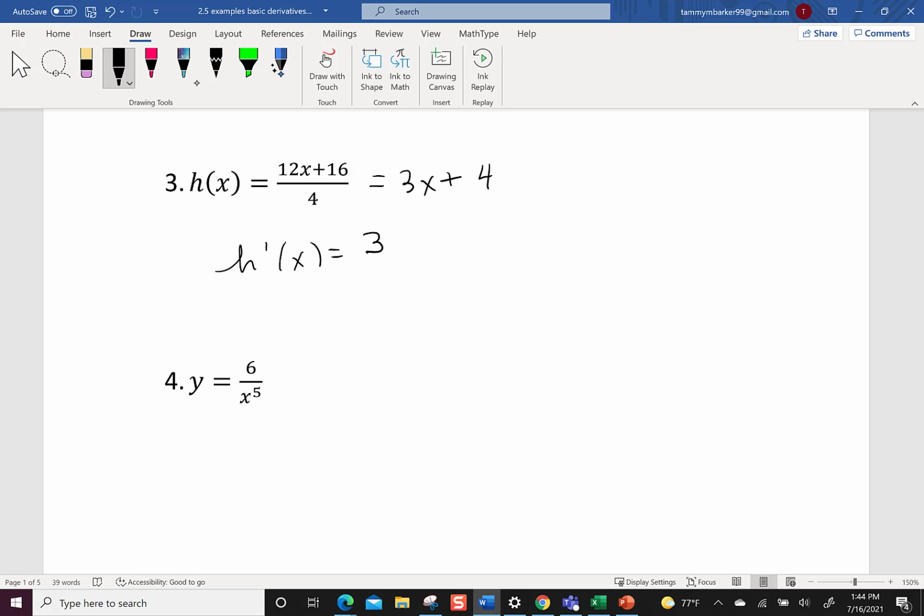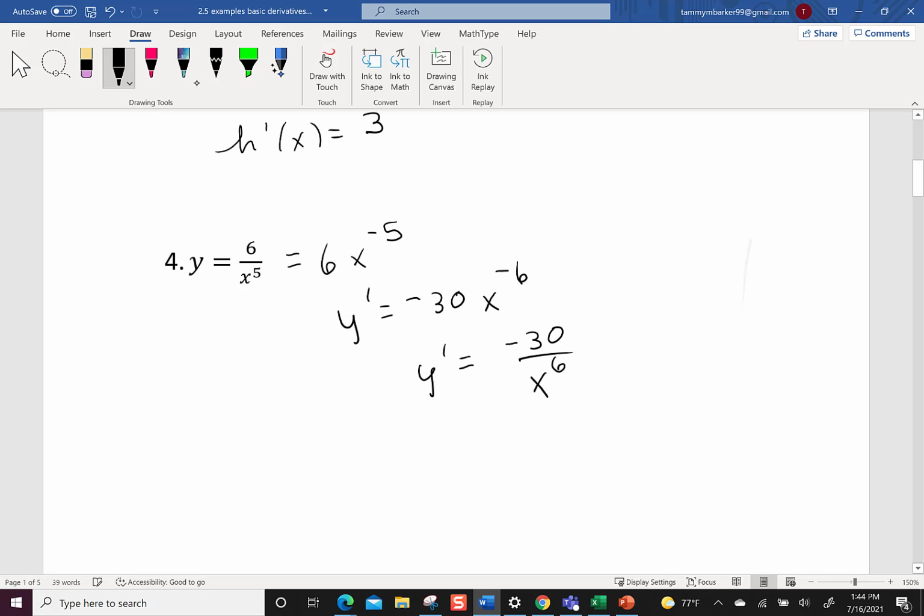4 says y equals 6 over x to the 5th. Let's rewrite this one as 6x to the negative 5. We want to have power, so I can use the power rule. Then y prime, I bring the negative 5 down. Negative 5 times 6 is negative 30. I have x. Negative 5 minus 1 is negative 6. Remember I said you could leave that just like it is, or if you want to, you can make that negative 30 over x to the power 6.